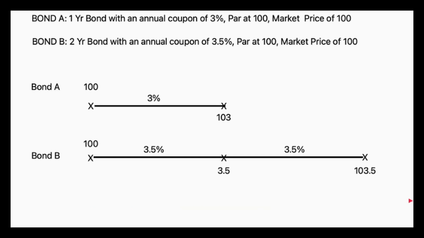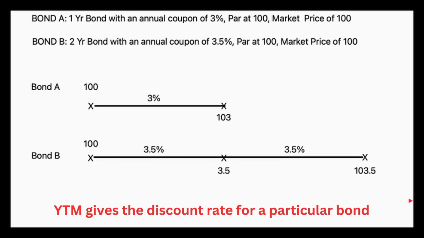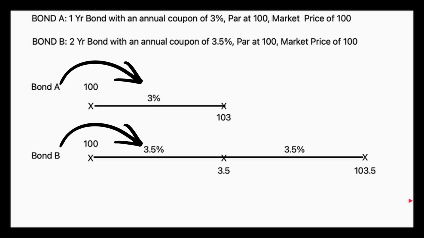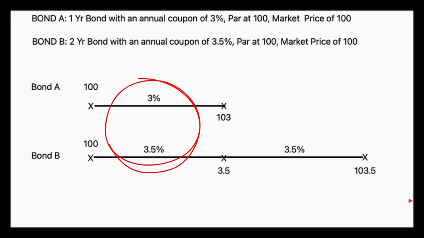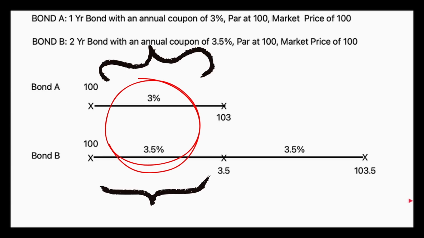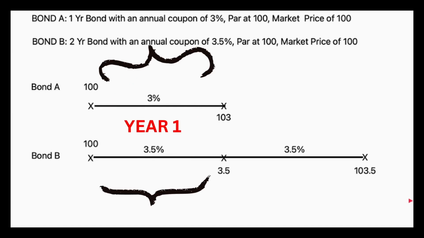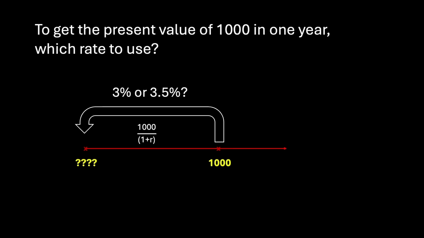This is because YTM is really one rate applicable to all the cash flows of a particular bond. This means that yield to maturity is instrument specific rather than time specific. And it should sound strange to anyone why a discount rate for a cash flow would be dependent on the instrument rather than the timing of the cash flows. So the question still remains, which one do we use, 3% or 3.5% for the year 1 cash flow?